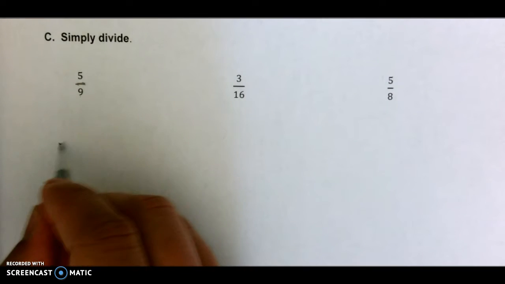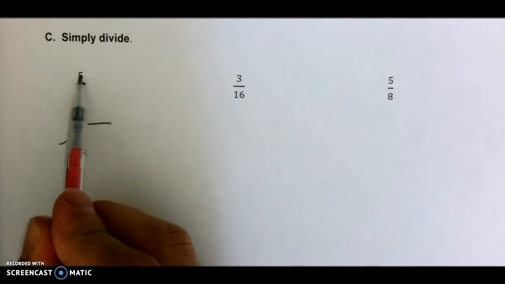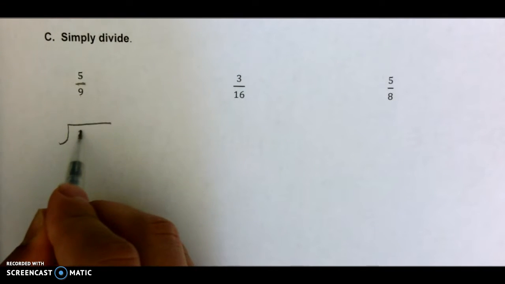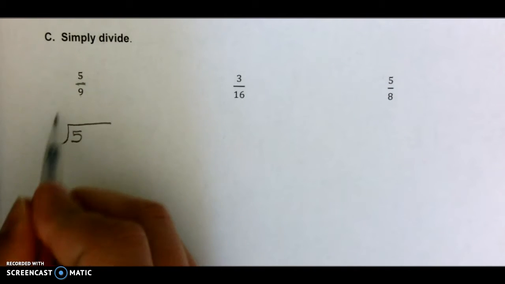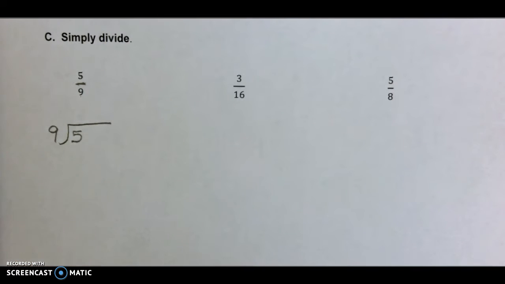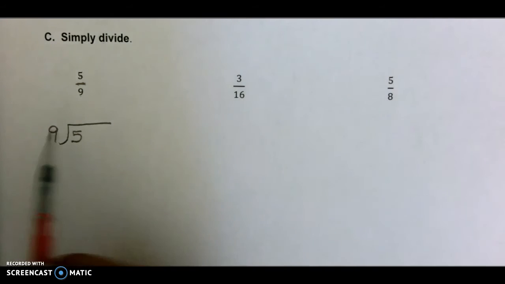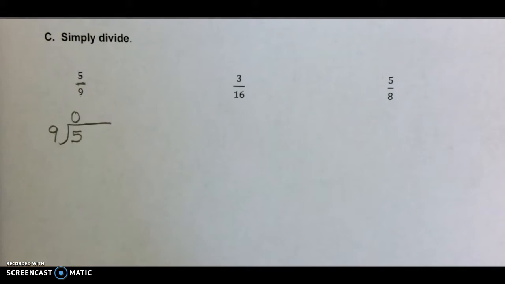And so what I'm going to do is set up my long division. My numerator 5 is the number that has to go inside. So I'm going to put my 5 inside. And the denominator 9, the number that we're dividing by, has to stay outside. And so this is what 5 divided by 9 will look like. Okay, and so if we think about that, well, 9 goes into 5 0 times. So we've got to think, what can we do to make this division happen?